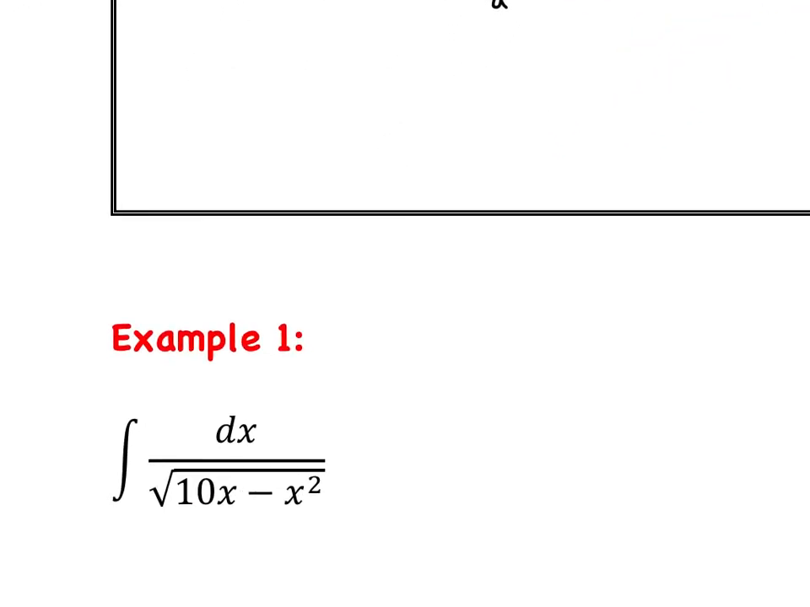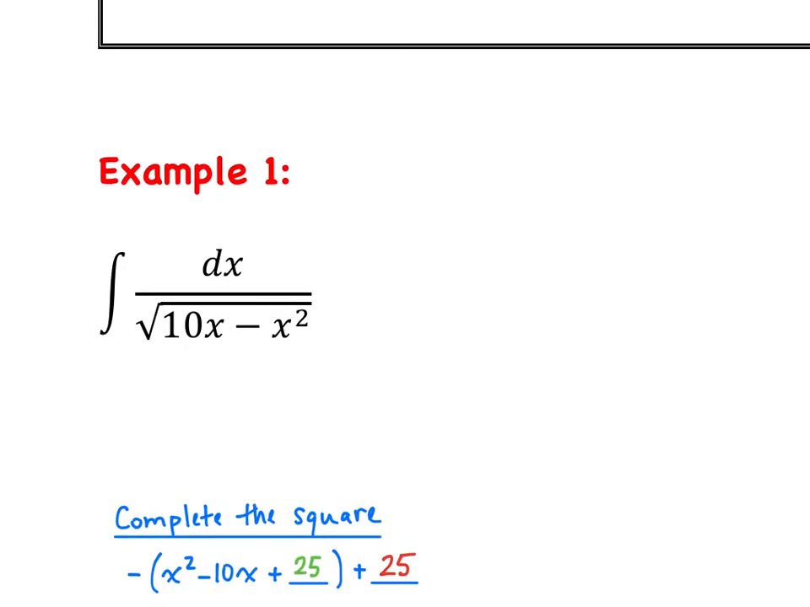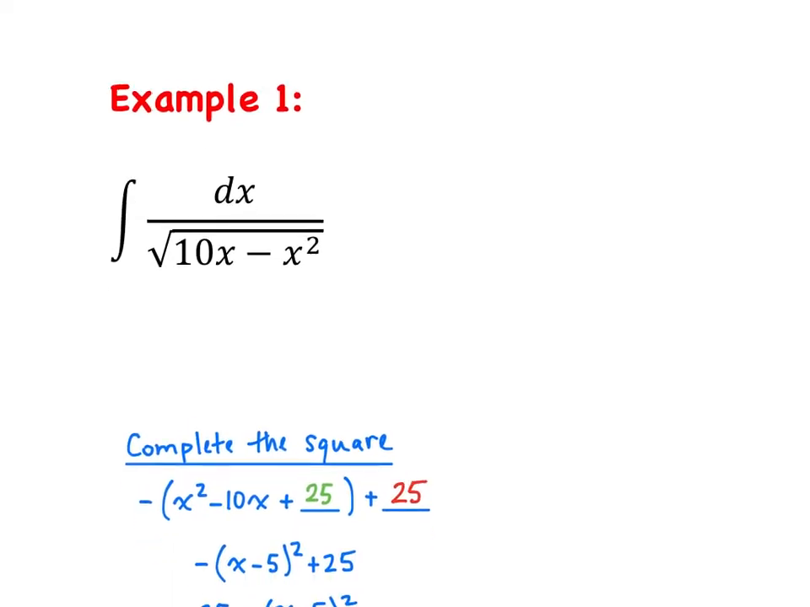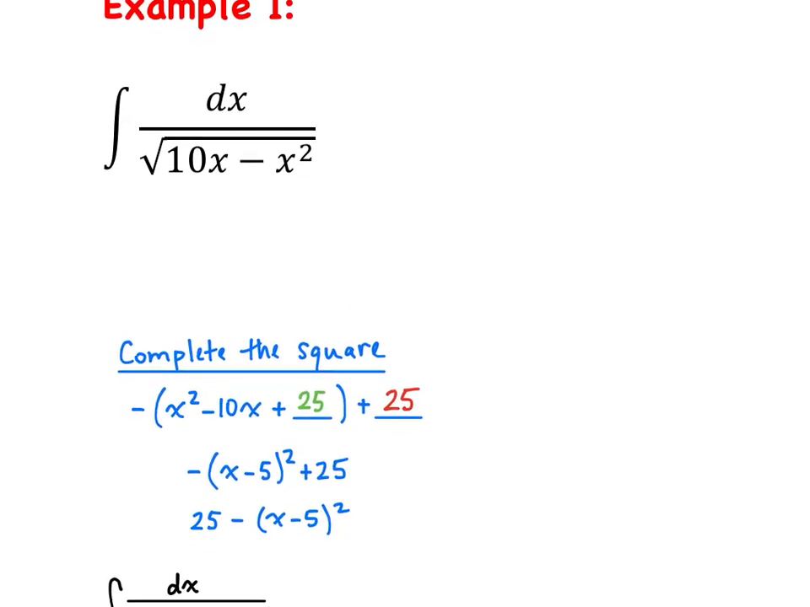All right, now I see 10x minus x squared underneath a radical. Now, that doesn't look like anything from up above, so what can we do? Well, we can make it look like something from up above by completing the square. So let's go through the completing the square process.